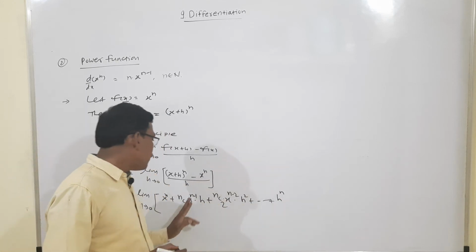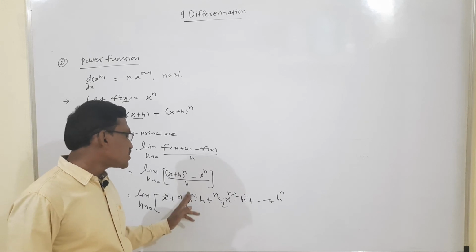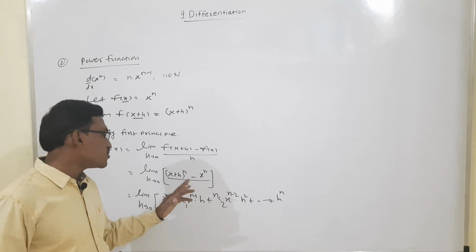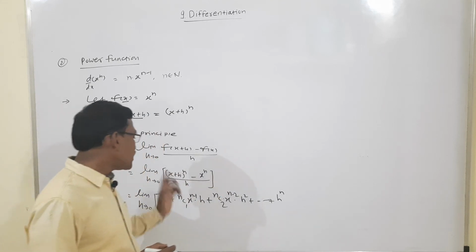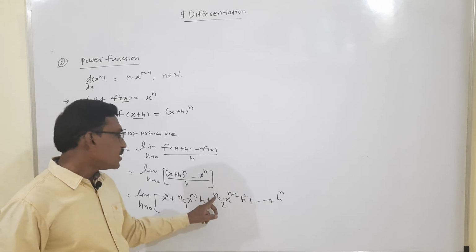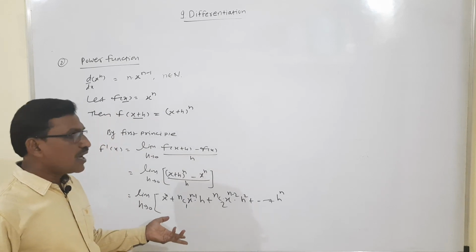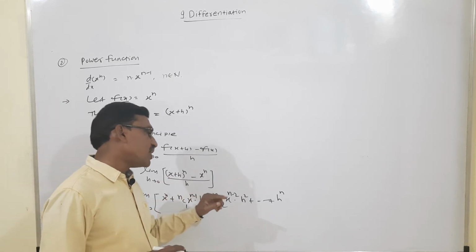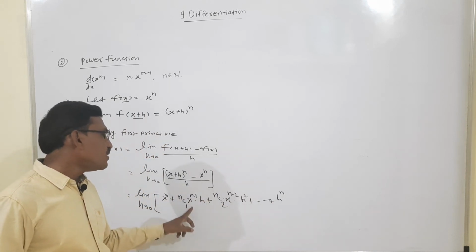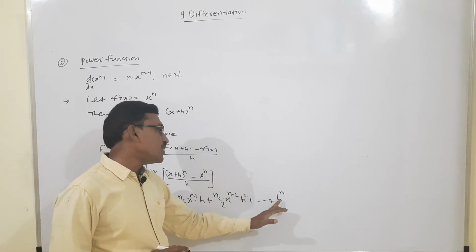In the last term, the power of x is x raised to n minus n, and n minus n is 0, so x raised to 0 is 1. Also, in the last, we have n combination of 1, n combination of 2, and so on to n combination of n, and its value is 1. That's why we need not write n combination of n, since its value is 1 and x raised to 0 is 1. That's why it is only h raised to n.